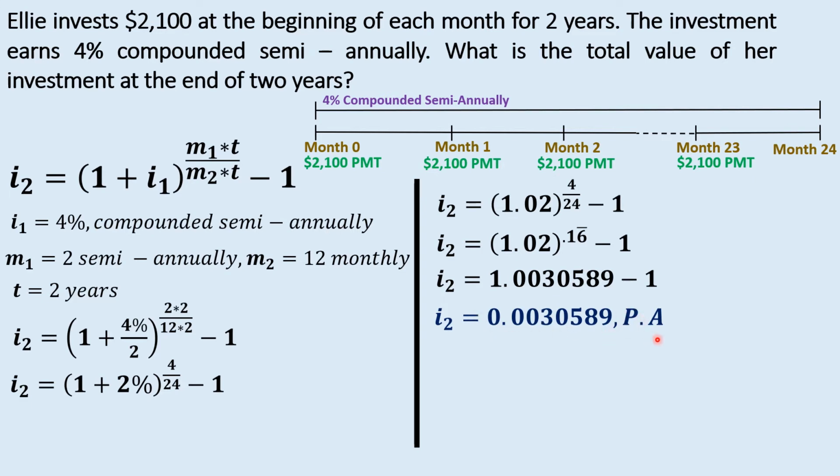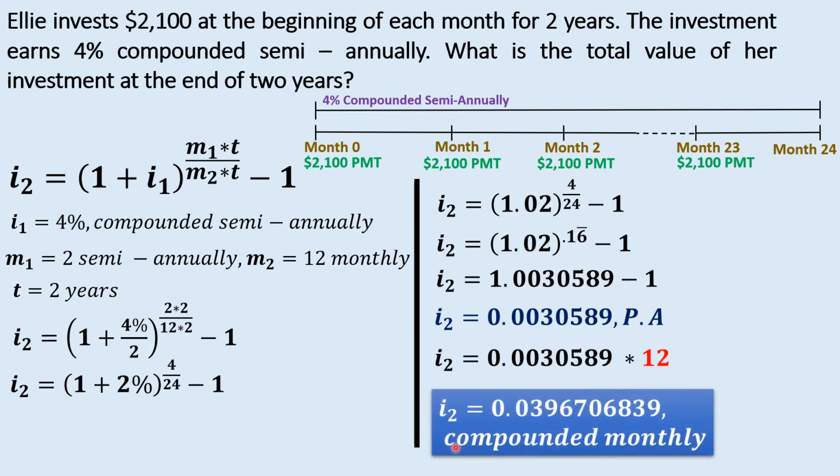Remember, this is a per annum interest rate. It is yet to be multiplied by the compounding frequency of 12 to get to the compounding interest rate. So when we multiply this interest rate by 12, we'll get a compounding monthly rate of 0.0396706839. So technically 3.96706839%. So now that we have this interest rate, what we have to do is plug it into our equation.